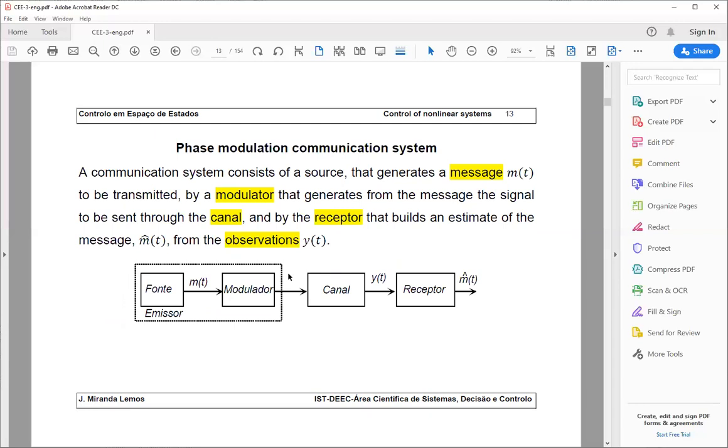Now, one example from a phase modulation communication system. So in a communication system, you have an emitter, you have a message, then you have a modulator, and you have a channel, and you have a receptor. And the receptor receives some signal from the channel and is able to reconstruct an estimate of the message that I called m hat.